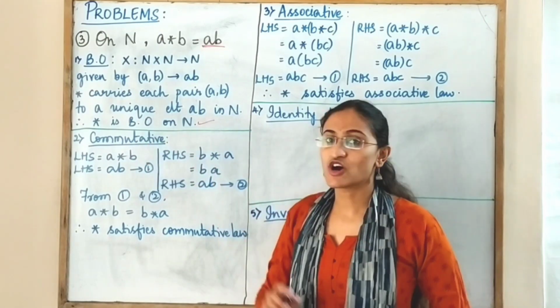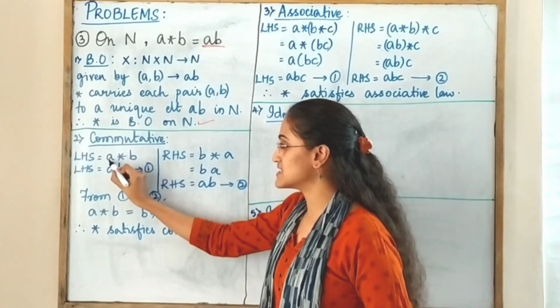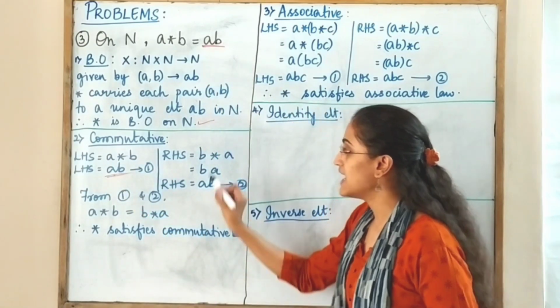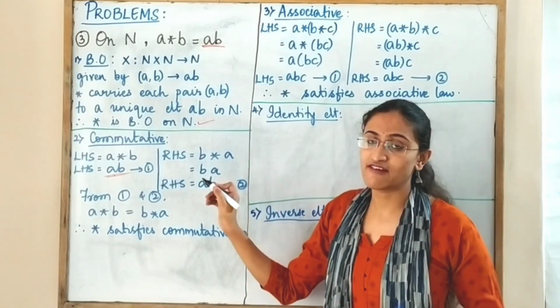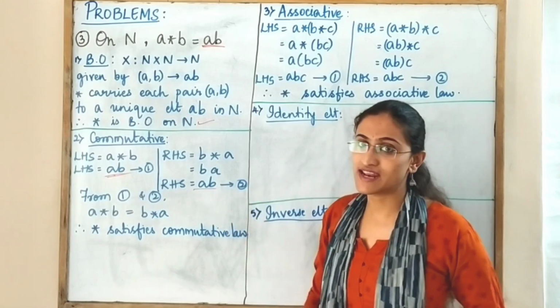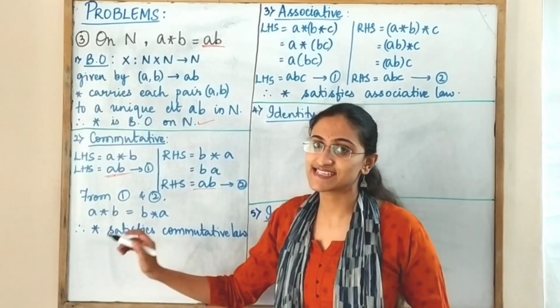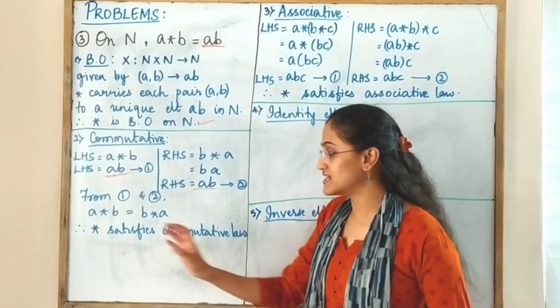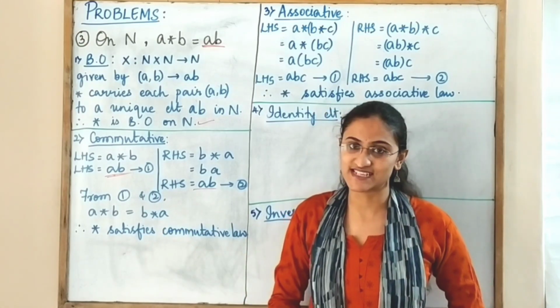Now, for the commutative law, taking the LHS, A star B will be equal to AB according to the operation, and B star A is BA, which is in turn AB itself. Therefore, from these two equations 1 and 2, you can conclude that A star B is equal to B star A, and hence we can conclude that star satisfies the commutative law.